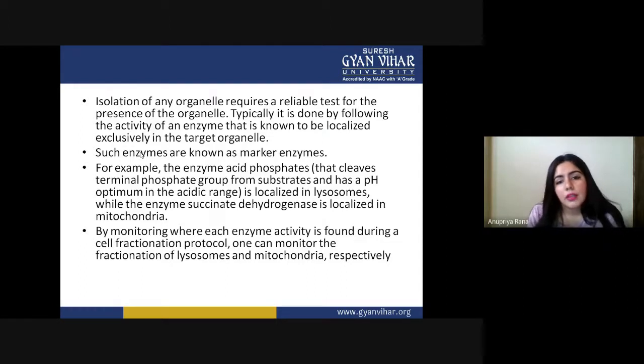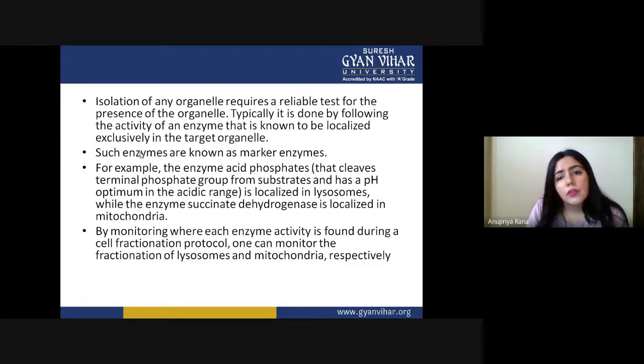For example, the enzyme acid phosphatase, which cleaves the terminal phosphate group from its substrate and has a pH optimum in the acidic range, is localized in the lysosome. So this enzyme is doing its activity by cleaving the terminal phosphate group from its substrate in a highly acidic range. By seeing this kind of activity, we can localize the lysosome. As we see this kind of function happening there, we clearly know that this is a lysosome. No other organelle can do this kind of function.